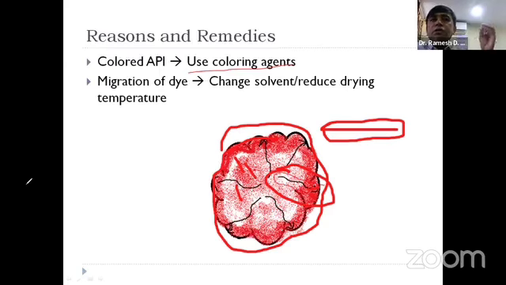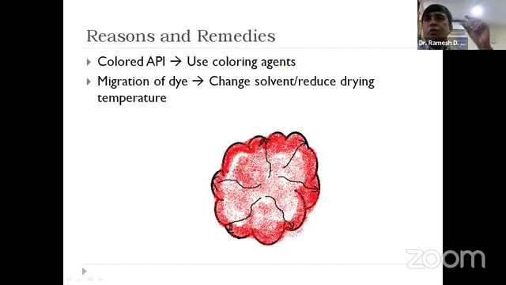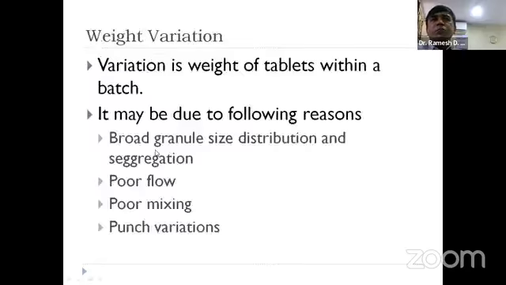It is like chatpati chana. When you press the chana, the cover breaks and the inner core is exposed to the surface. The same may happen with the granules when the granule is compressed, and hence the color will be uneven. There are some dark patches, some light patches, and it is called mottling. So in such cases, we need to change the solvent, or we need to reduce the drying temperature so that drying takes place slowly and solvent migration is avoided. And that can avoid the mottling.